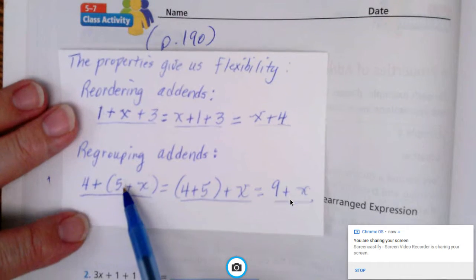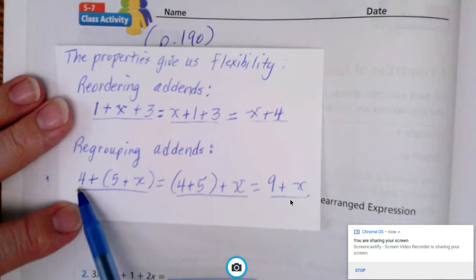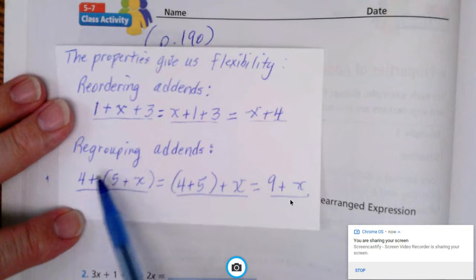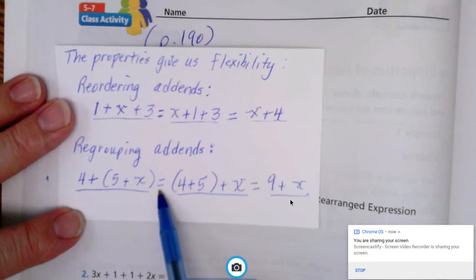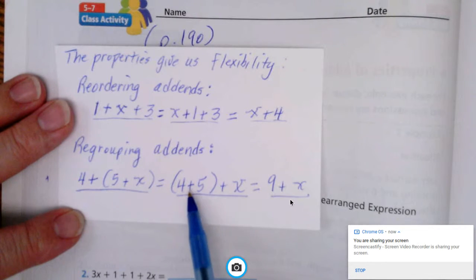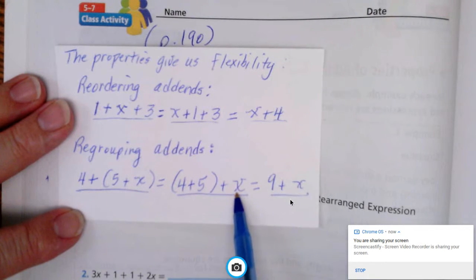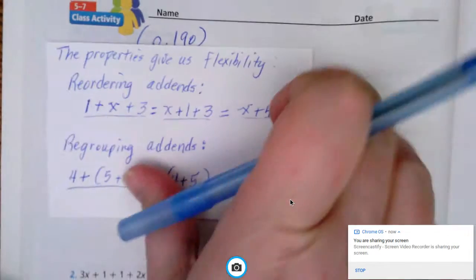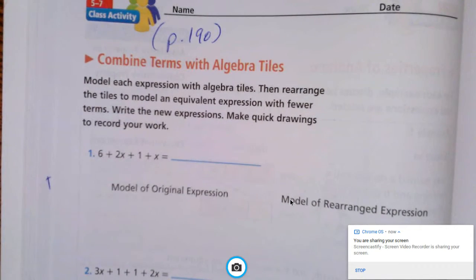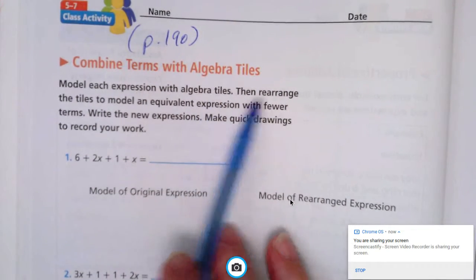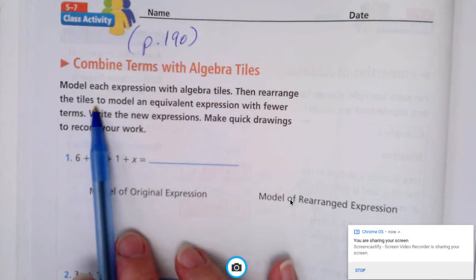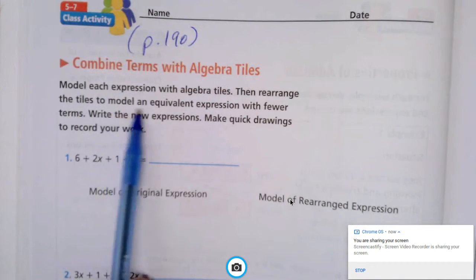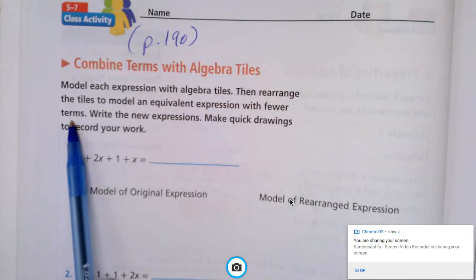Here's an example of regrouping. Let's say you wanted to add 5 and x, and then add that answer to 4. You'd get the same result, equivalent to 4 and 5 added to x, or just 9 plus x. They're all the same. On page 190, we are going to model each expression with algebra tiles and then rearrange our thinking. We're not going to actually use physical tiles on the paper here, but you could, to model an equivalent expression with fewer terms.